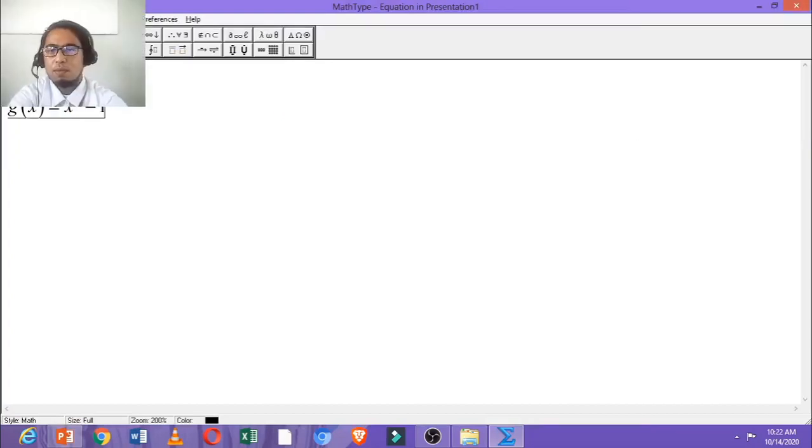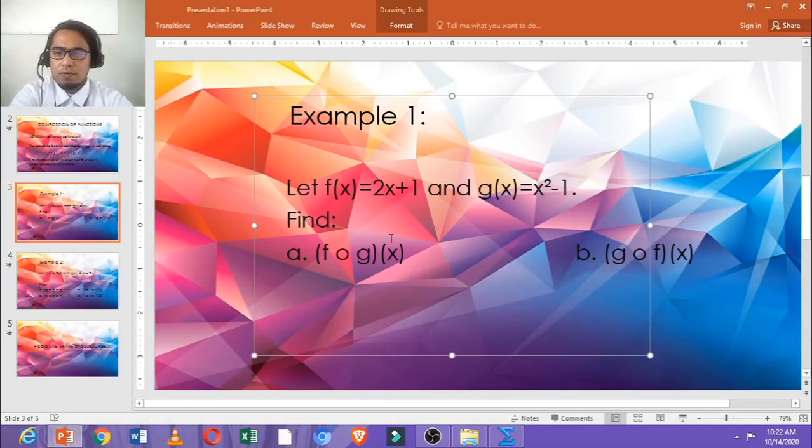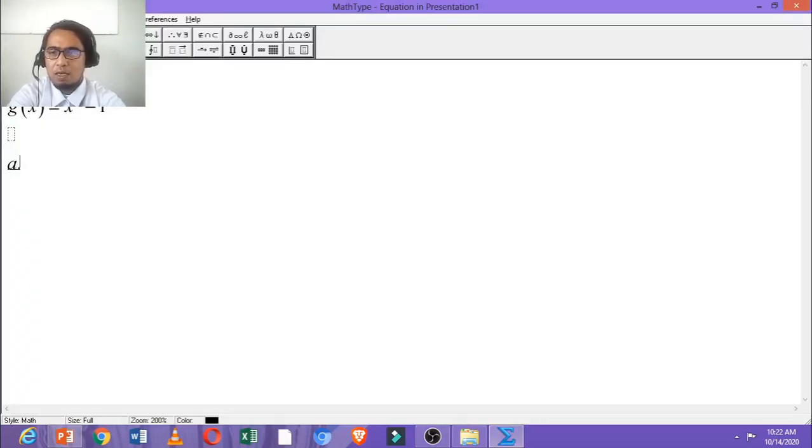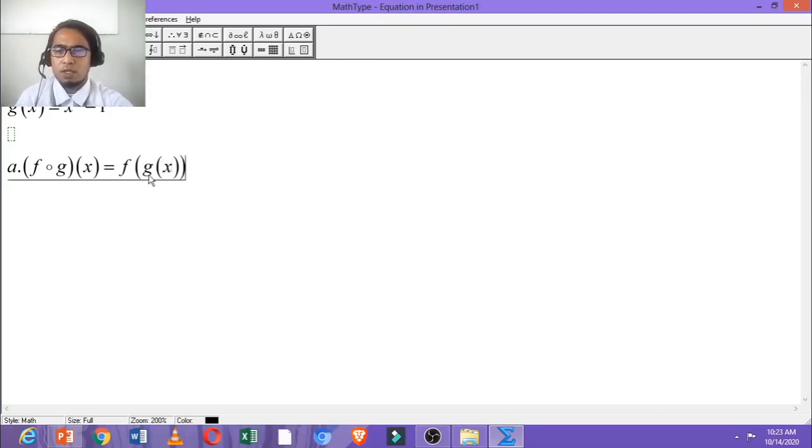For letter A, we are asked to find f composition of g of x. And from the definition, it is just equal to f of g of x. So as you can see, the inner function is g of x and the outer function is f of x.